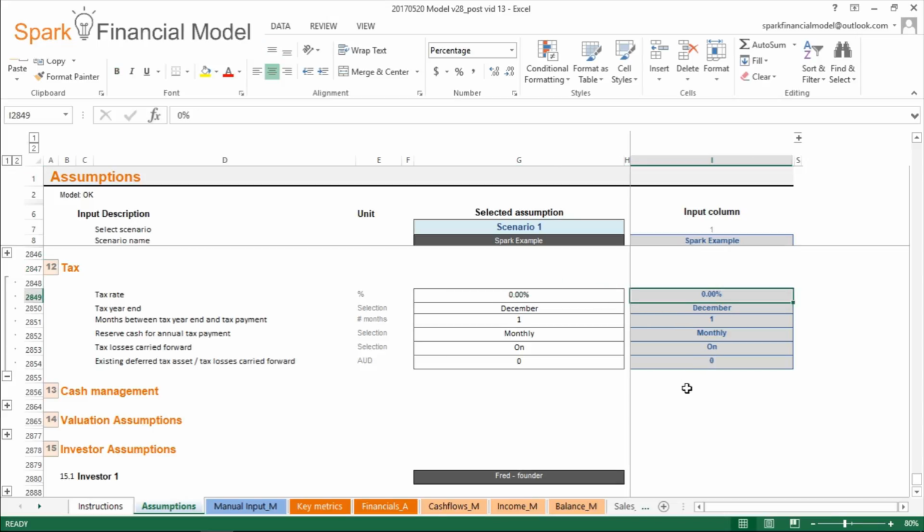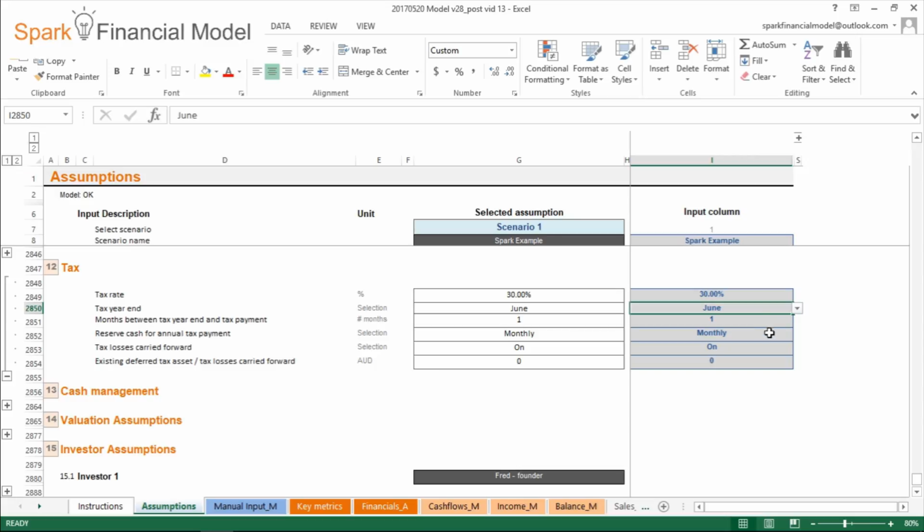First, enter your appropriate tax rate. For Australian businesses, please check the Australian Tax Office website if you're unsure, or check with a tax professional if required. Next, the tax year end, which in Australia is typically June. You can also set the time between the end of the tax year and when you actually need to make the payment.